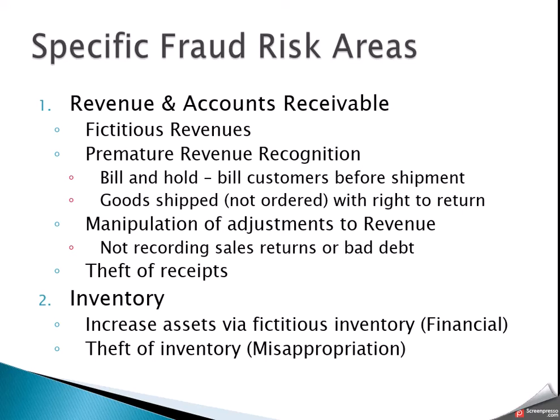Manipulation of adjustments. So maybe they don't record all their sales returns. All of a sudden goods come back, but they don't record it as a contra revenue account. And then now they're just valuing it in inventory again. So you're almost like doubling your inventory and leaving it in sales.